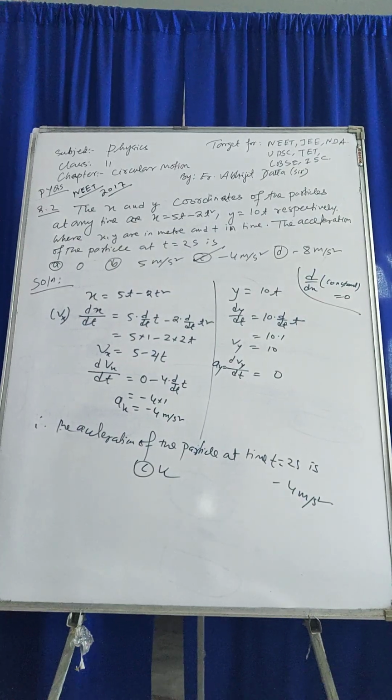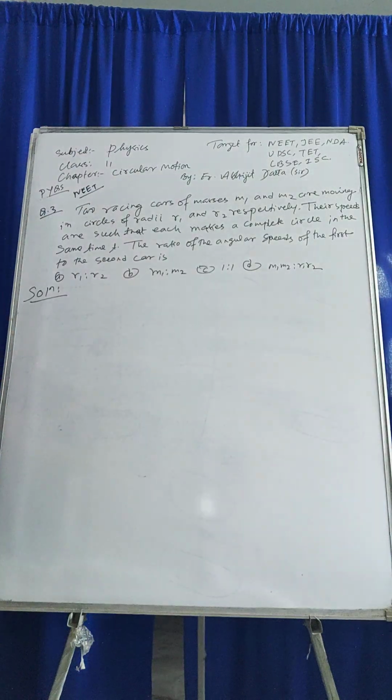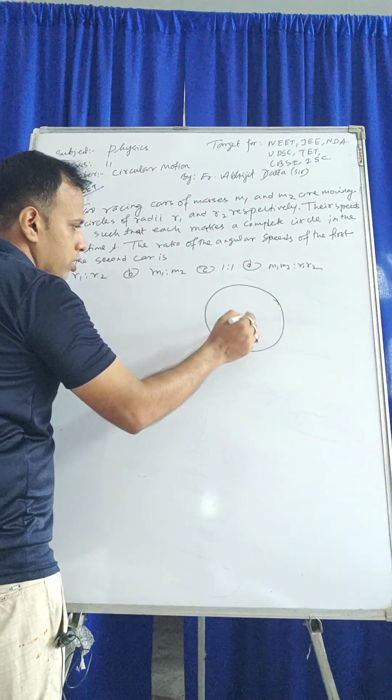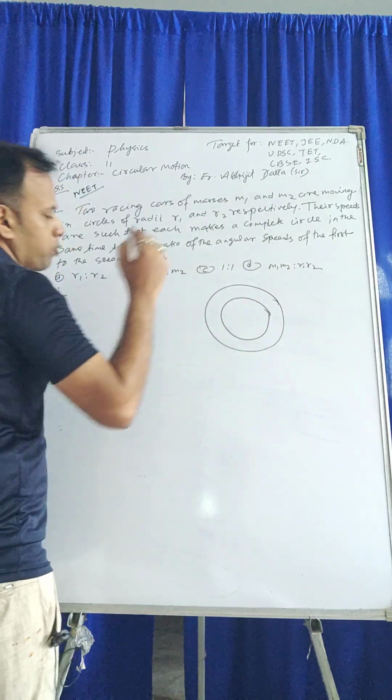So our next question is like this: two racing cars of masses m1 and m2 are moving in circles of radius r1 and r2 respectively. Their speeds are such that each makes a complete circle in the same time t. We have to find the ratio of their angular speeds.